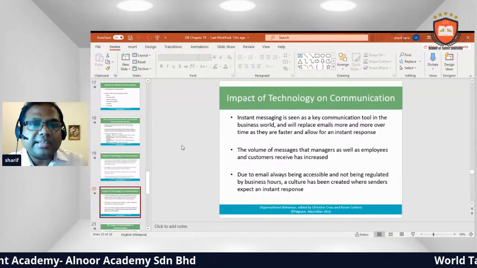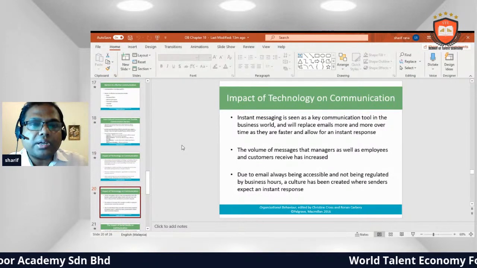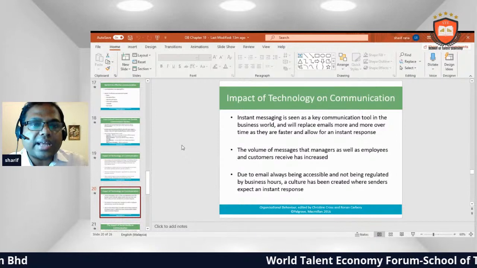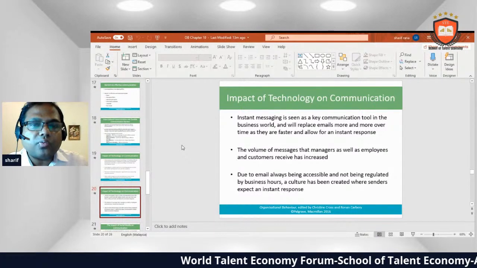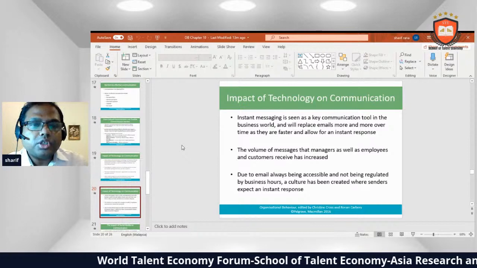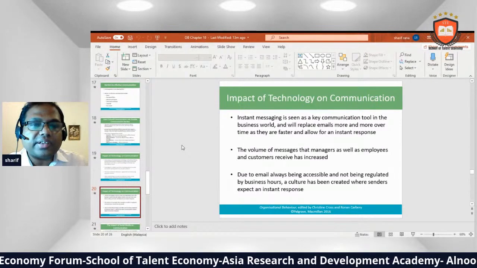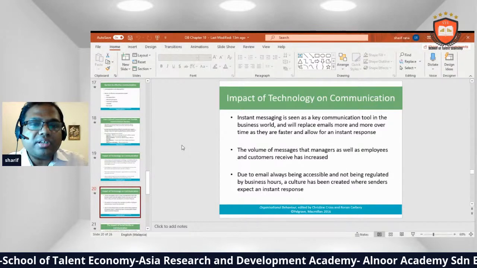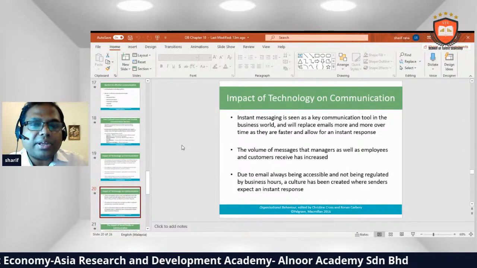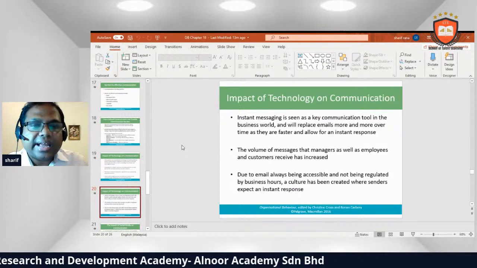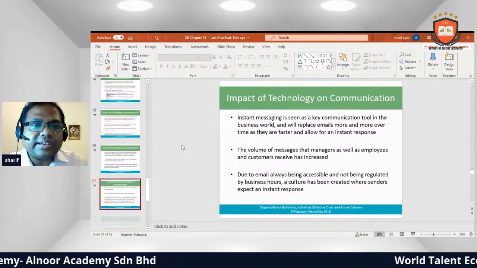Instant messaging is seen as the key communication tool in the business world and will replace email more and more over time, as it is faster and allows for an instant response. The volume of messages that managers, as well as employees and customers, receive has increased. Due to email always being accessible and not being regulated by business hours, a culture has been created where senders expect an instant response.